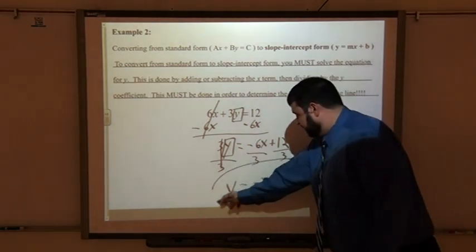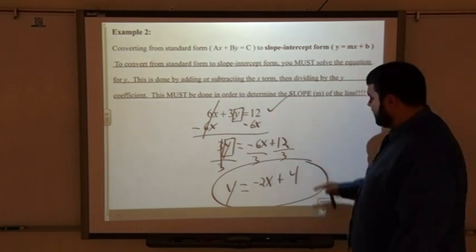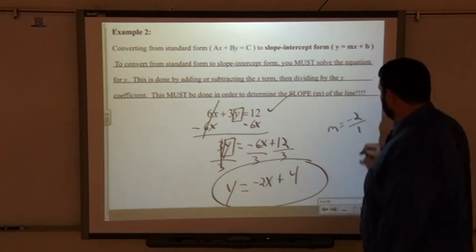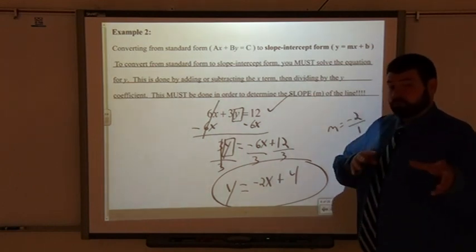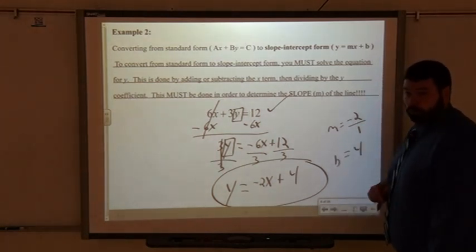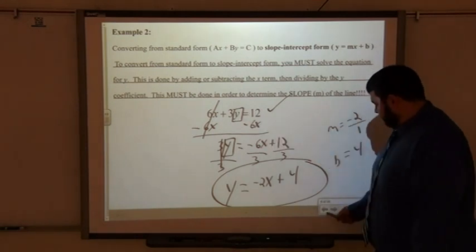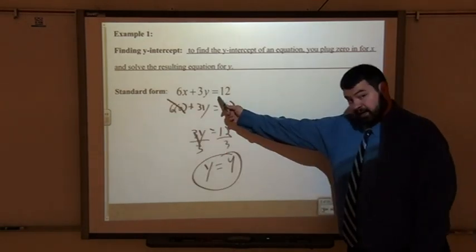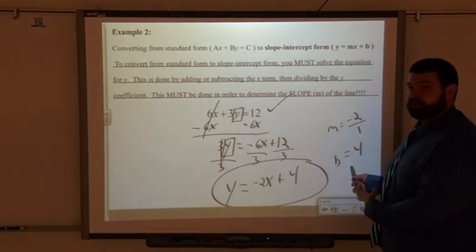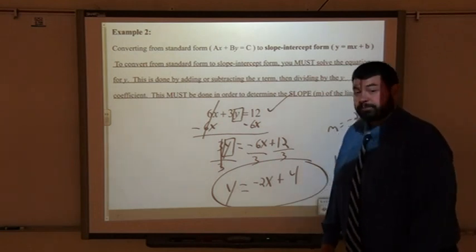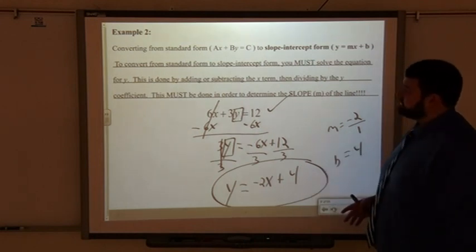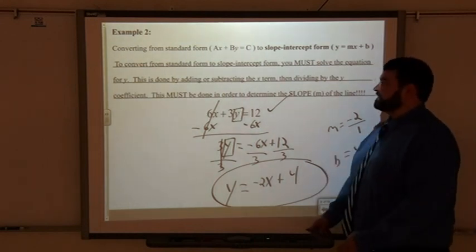So this is my equation. This is the same exact line as this guy in slope-intercept form, where the slope is negative 2, or negative 2 over 1, which we'll talk about here in a few minutes, and the y-intercept is 4. Okay? Now if you notice, I believe this is the same exact equation as the first one that I did. And we said that the y-intercept was 4, and that's exactly what we said here. The y-intercept turned out to be 4 as well. Okay? So when I do that, whether I solve it for y or whether I plug 0 in for x, I should still get the same exact y-intercept.